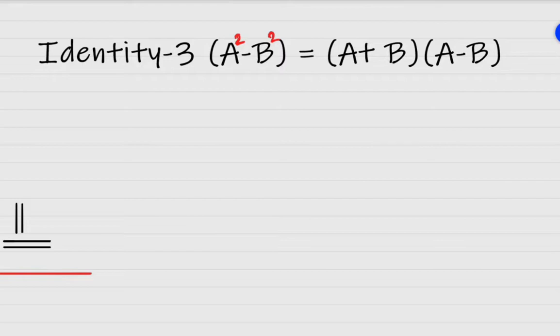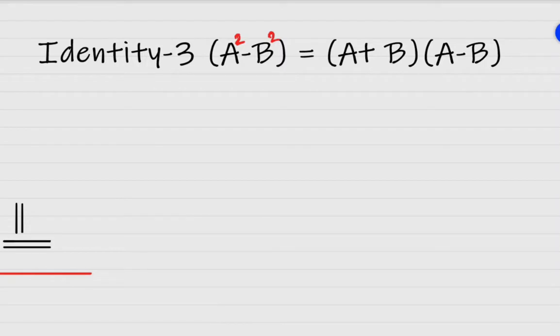Identity 3: a square minus b square is equal to a plus b into a minus b. Let us see how we can solve this. First of all, let us try to find whether LHS equals RHS using our arithmetic method.